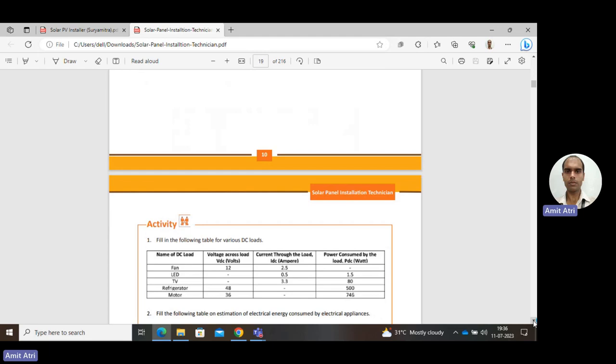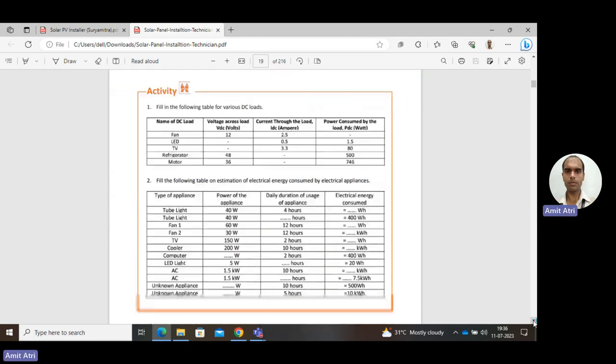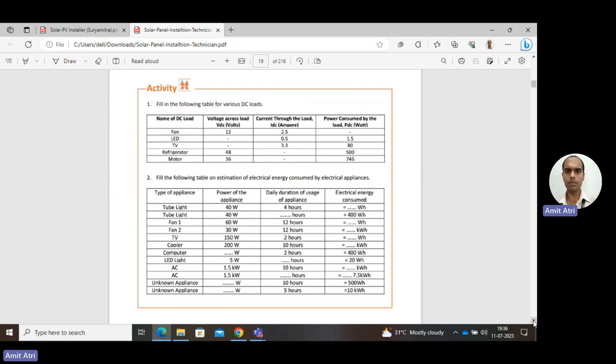Okay, here a small activity is given: missing values in the table. Here two values are given among voltage, current, and power, for different components: fan, LED, TV, refrigerator, motor. Two quantities are given, and we have to find out the third quantity in every case. It is simple. We have to use the relation power P is equal to V into I. All of them are DC loads.